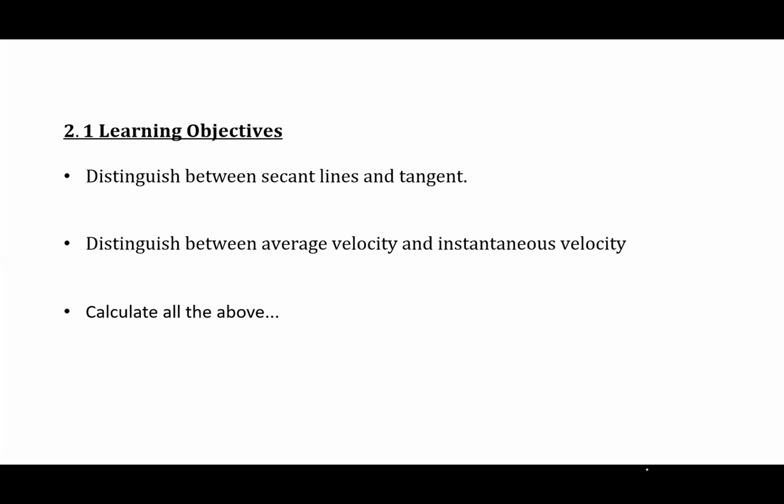So learning objectives: distinguish or differentiate between secant lines and tangent lines. We'll talk about what those mean, and you want to be able to distinguish between the two. Likewise, we want to distinguish between average velocity and instantaneous velocity. We talked about that a little bit yesterday; we'll dive into it a lot more today. And then we want to calculate all four of those: secant lines, tangent lines, average velocity, and instantaneous velocity.